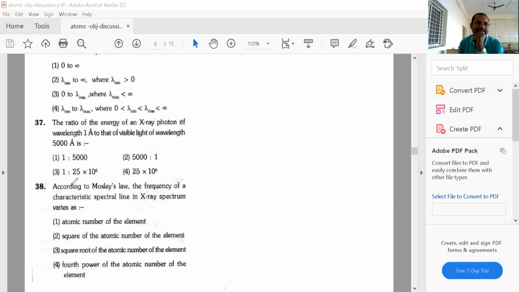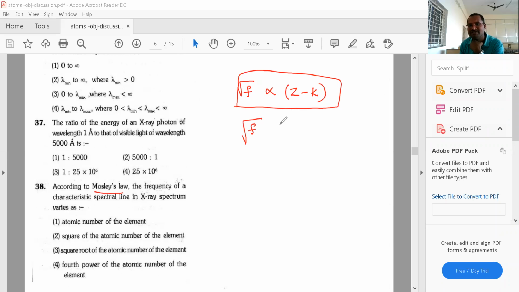Clear? Next, 38. According to Moseley's law, what is it saying? Square root of frequency is proportional to Z minus K. This is Moseley's law, where K is the screening constant. It can be written as root f is proportional to Z minus 1, since K is equal to 1 for K alpha lines.